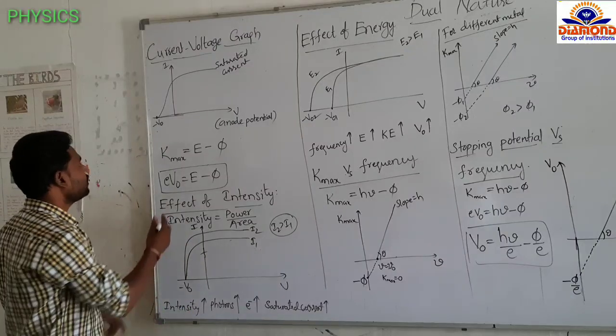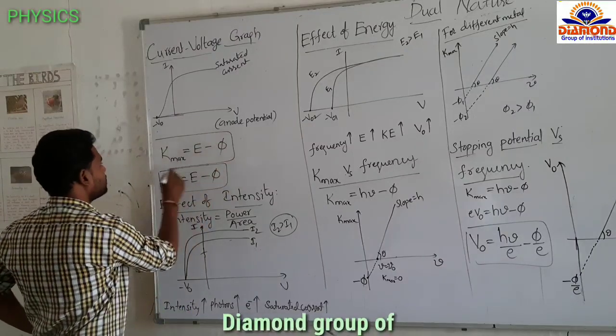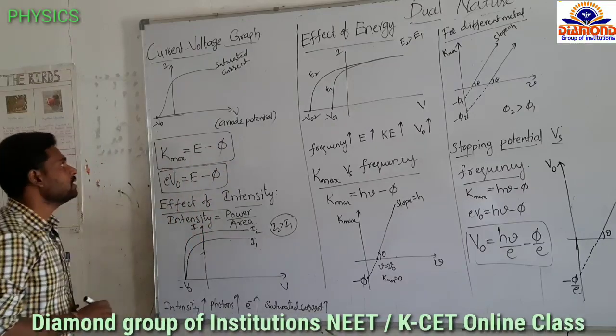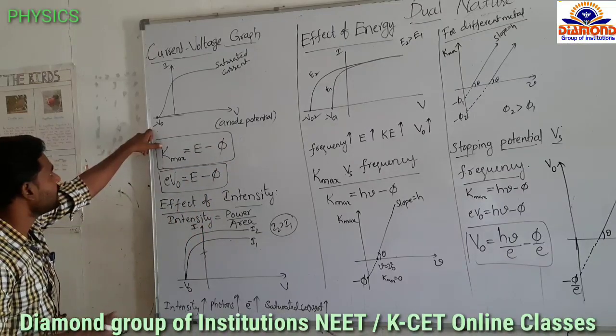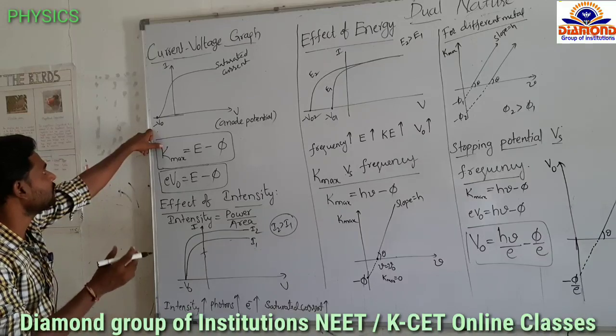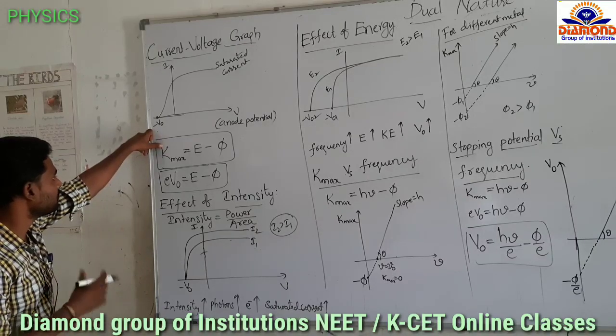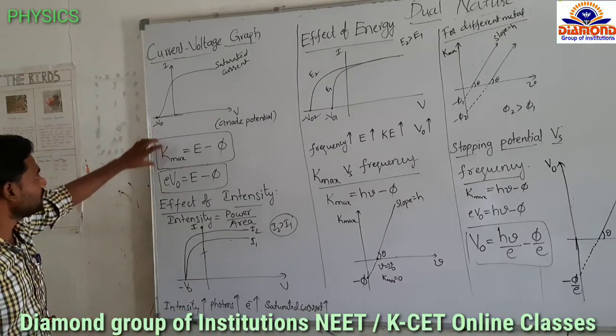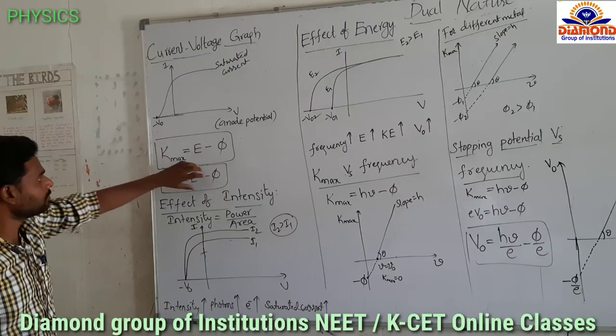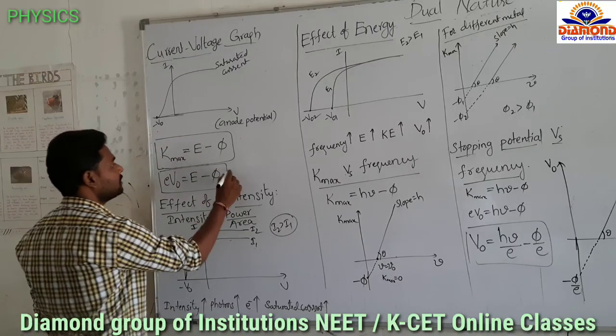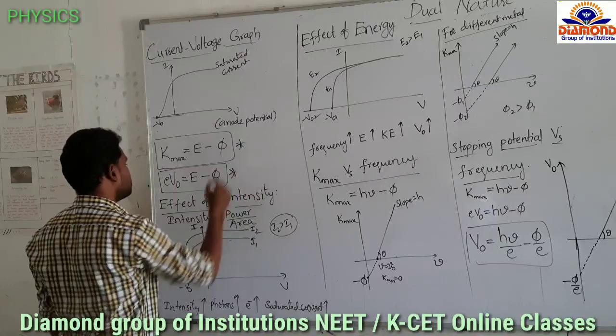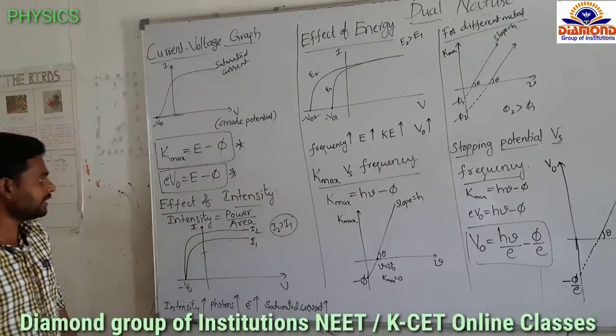Now we already know Einstein's equation, K max equals E minus phi. When the voltage is increased in the reverse direction, at a particular voltage the current will stop. That potential is nothing but the stopping potential. The stopping potential equals K max equals eV naught. Replace it, and we will get this formula. Remember these two formulas.